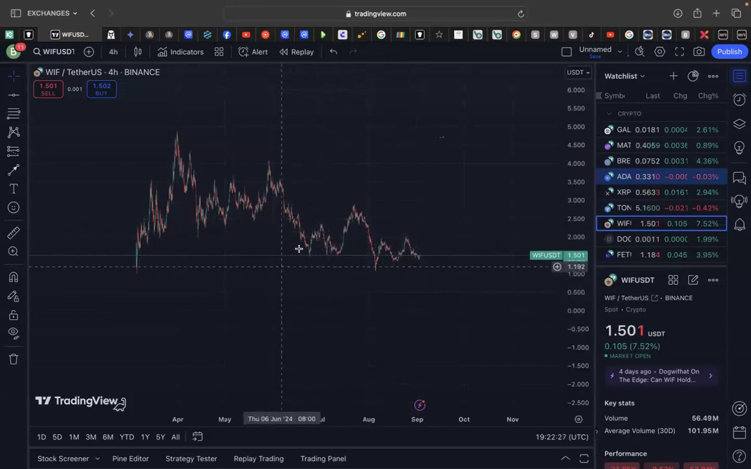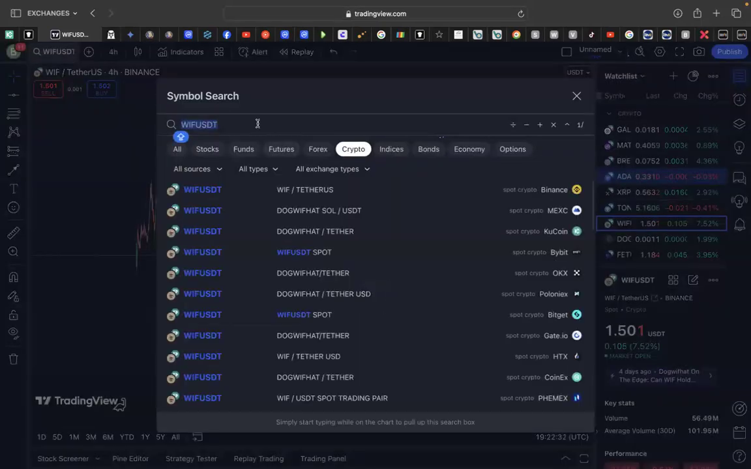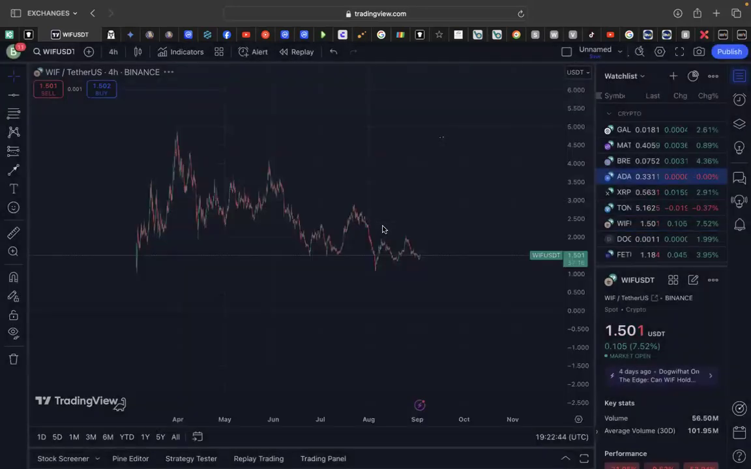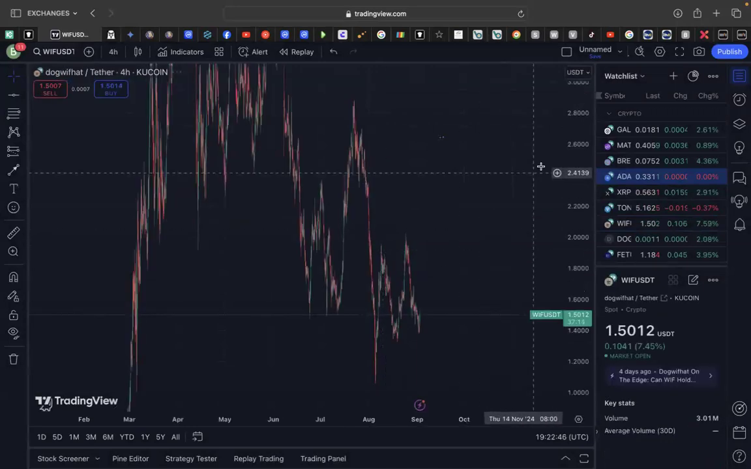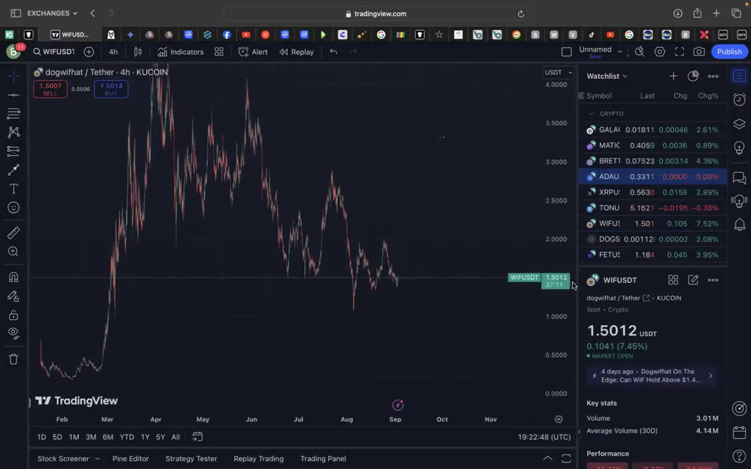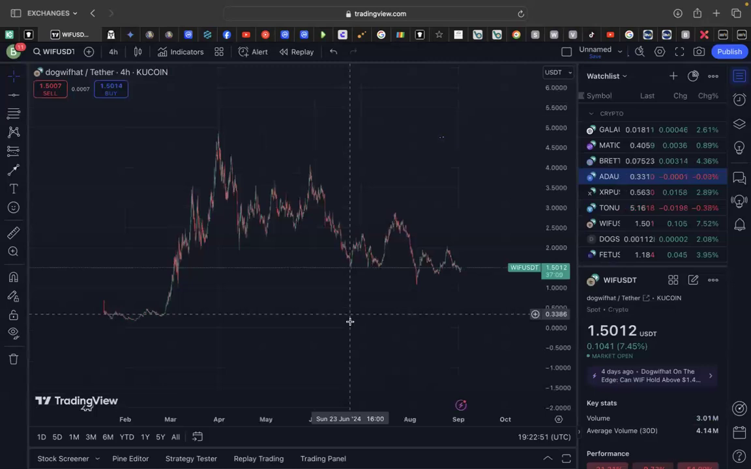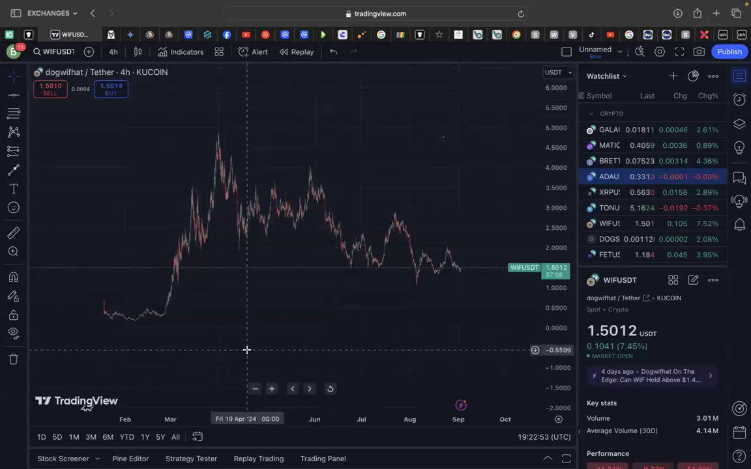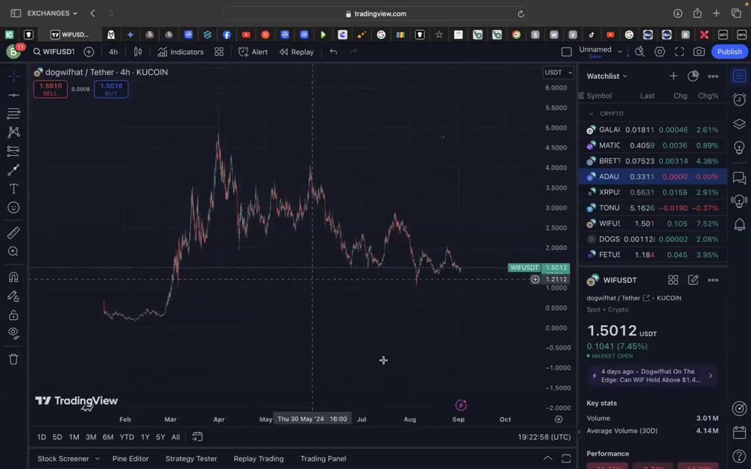So this is the WIF chart. Let me try and look for a much bigger chart. Let me open maybe the KuCoin chart where it was listed first, either the KuCoin chart or the MEXC chart. Let me open the KuCoin chart first. Okay, KuCoin. Yes, the KuCoin chart has more information. So this is the WIF chart.